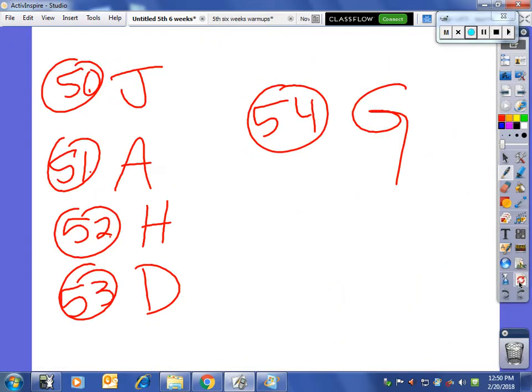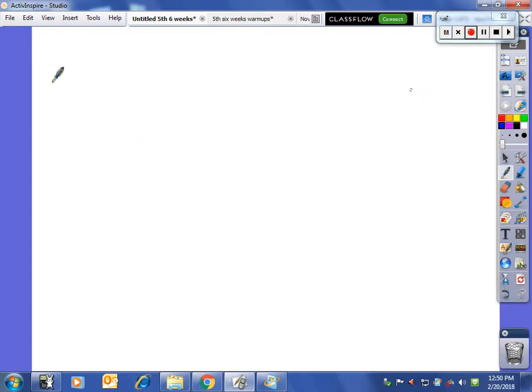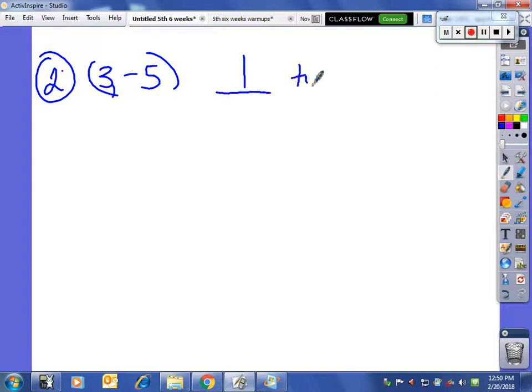Number 2. I'm going to give you a point that the line goes through. It goes through the point (3, -5), and it has to be perpendicular to y equals negative 2/3 x plus 6. So, in a roundabout, tricky way, I am telling you what slope to use.